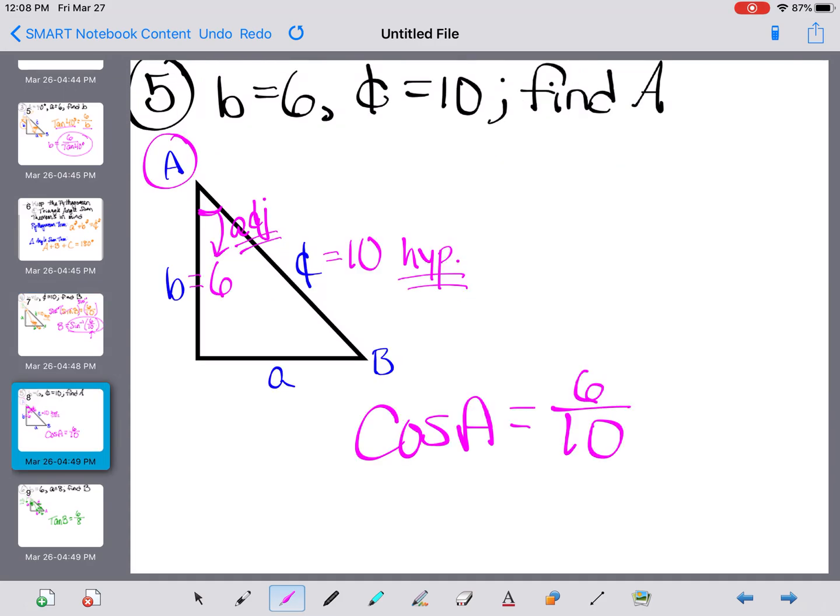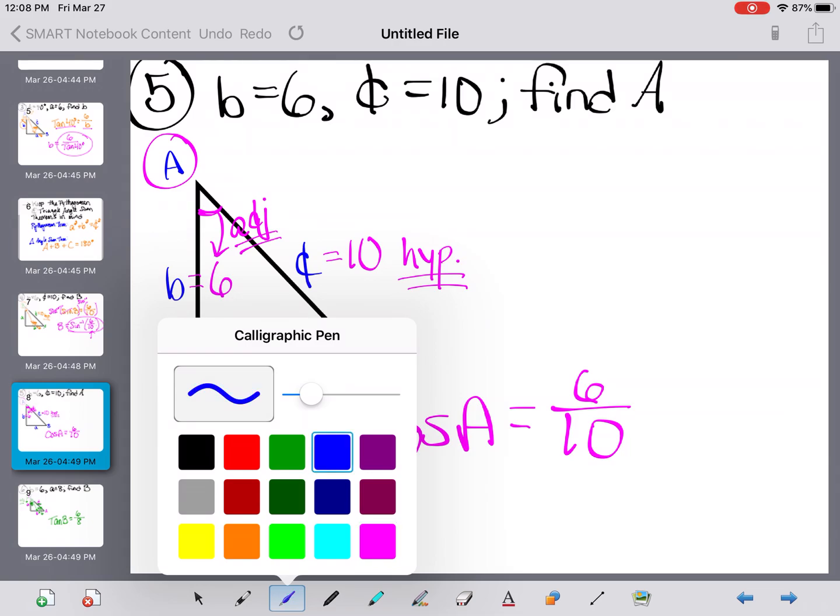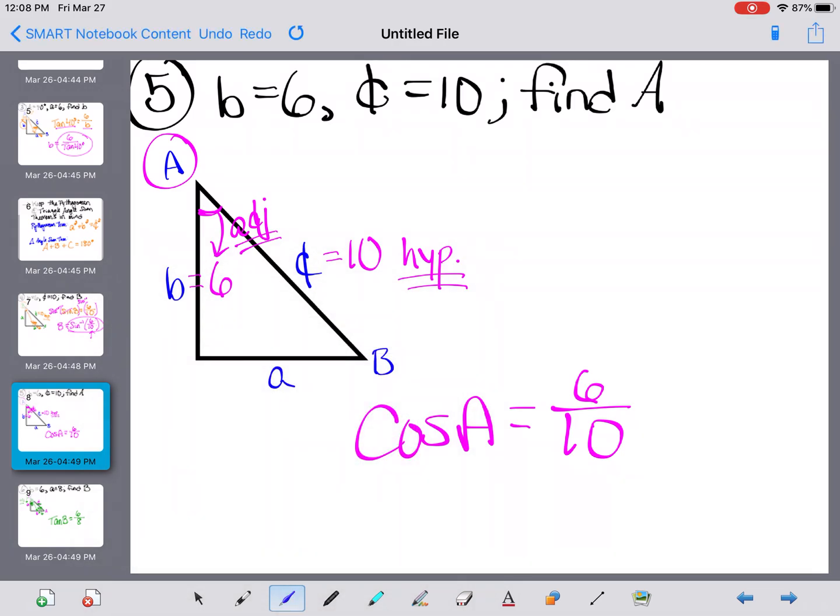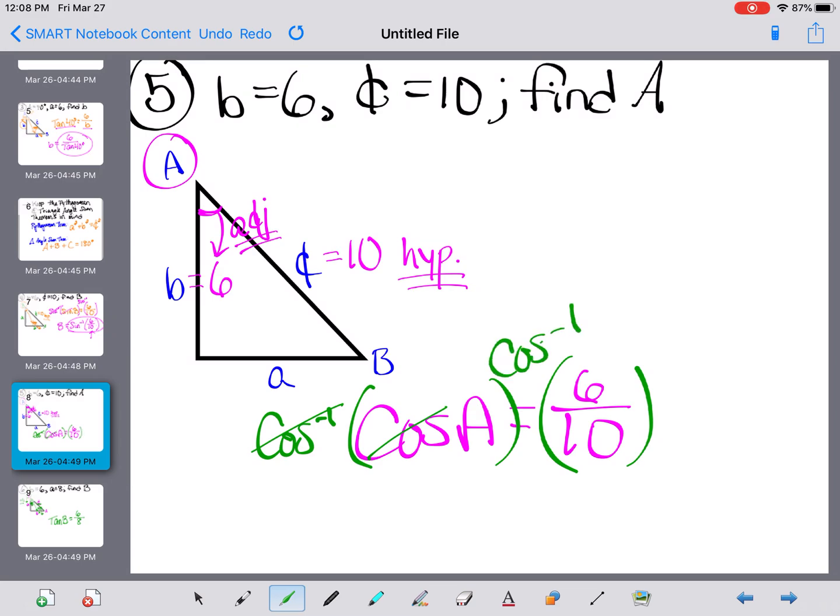All right. In our next example, of course, I used the fuchsia, so I have to use a different color now. We have the cosine of a equals 6/10. We just learned about these inverse functions, and that's exactly what we're going to do here. We're going to use the inverse of cosine, which is a button on the calculator, which will cancel out the cosine on the left, leaving us with just a. And on the right, I'm going to take the inverse cosine of that, which gives me that a is equal to the inverse cosine of 6/10.